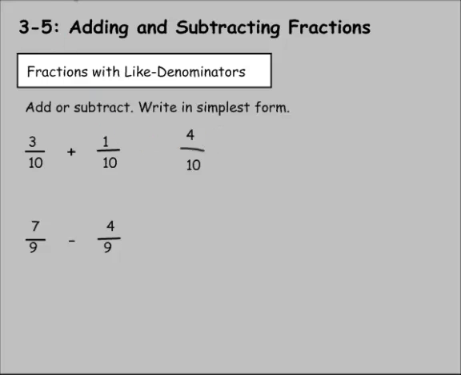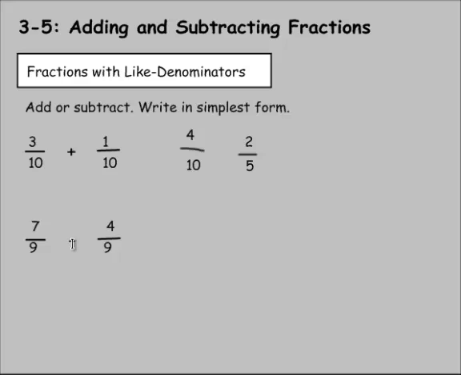Is that as simple as we can get it? Well, 4 can be divided by 2, and so can 10. So usually you look for common factors between these numbers, and then 2 is that common factor. So 4 divided by 2 is 2. 10 divided by 2 is 5. So our answer in simplest form would be 2/5.